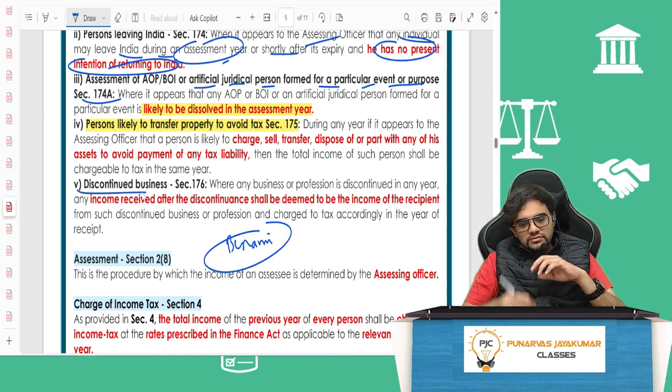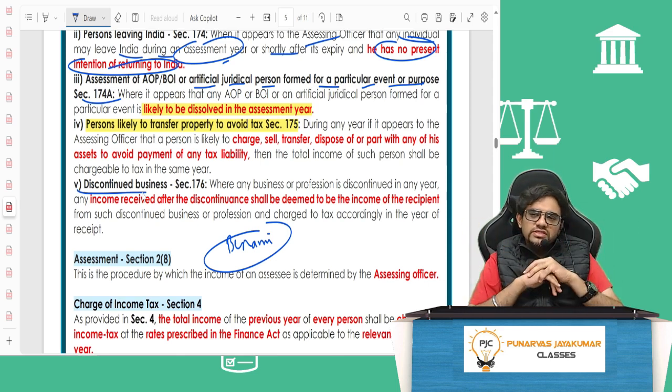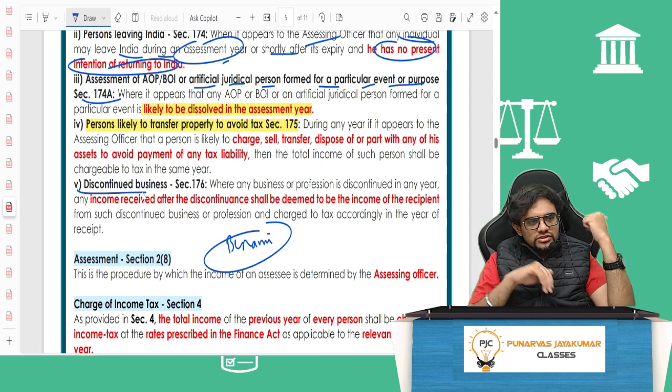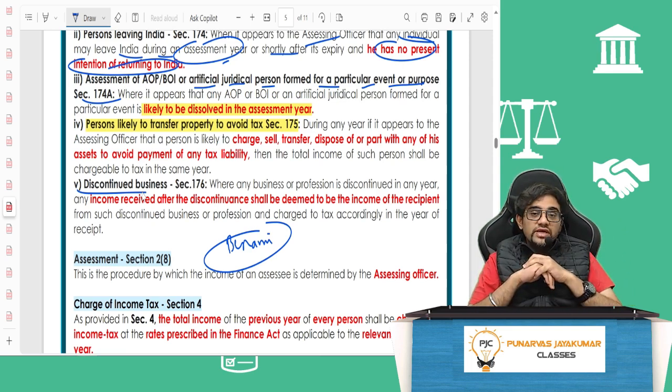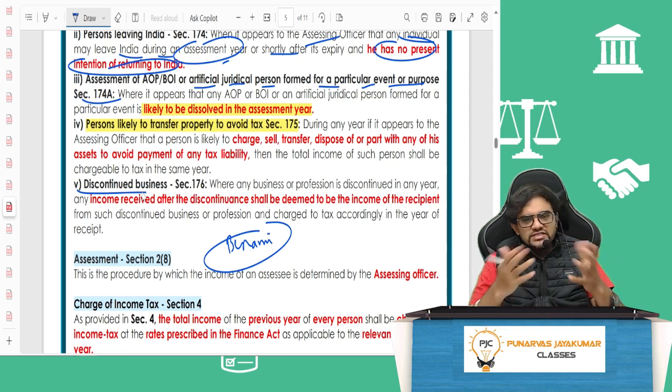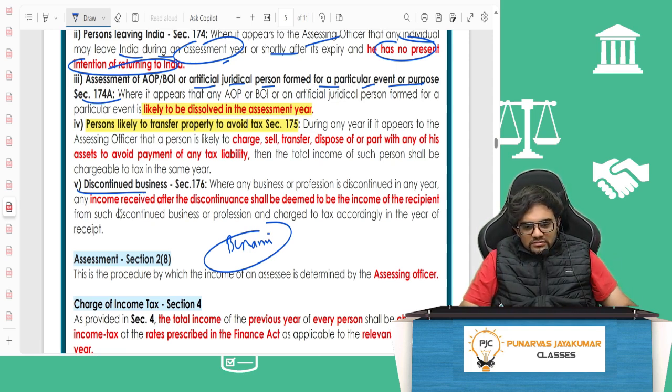Discontinued business. I had a business 3 years ago. I had a bad debt of 10 lakh rupees. Now I've closed down the business. Suddenly that fellow comes and says, sir, I'm very sorry I cheated you 3 years ago, but it will not happen again. This money I had taken from you, sir, please take it back. There I had claimed it as an expense, debit to P&L account. Today, he is returning the money. Should I claim it as income in the year in which I receive it? Yes. Income after the discontinuance shall be deemed to be the income of the recipient and charged to tax where? In the year of receipt. Okay, this is what it is.